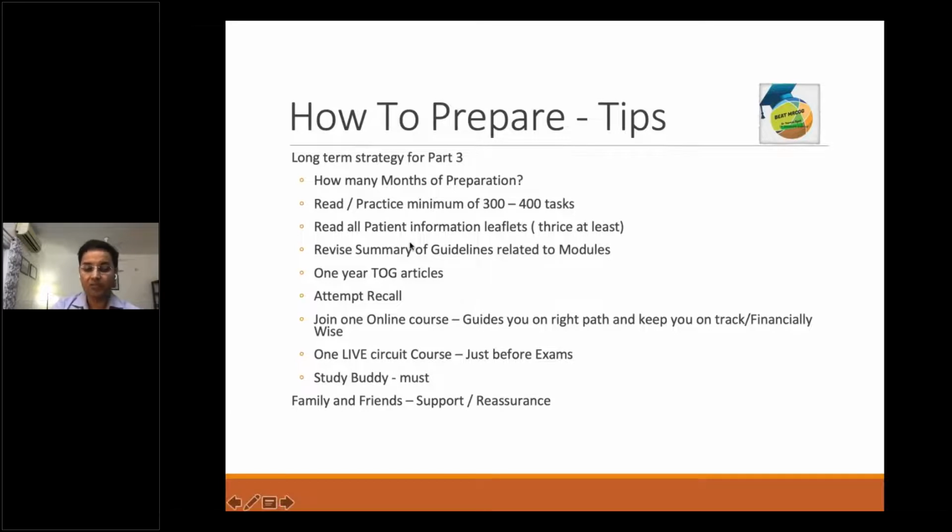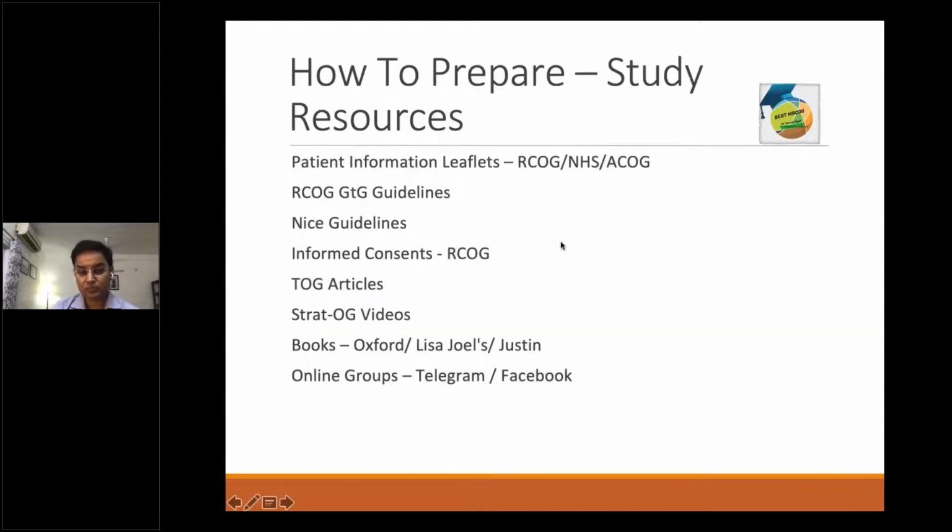And involve your family and friends. Tell them your long-term commitment, and that you will need support and reassurance from them. So they have to be prepared. It's a long-haul preparation. Now, how to prepare study resources?